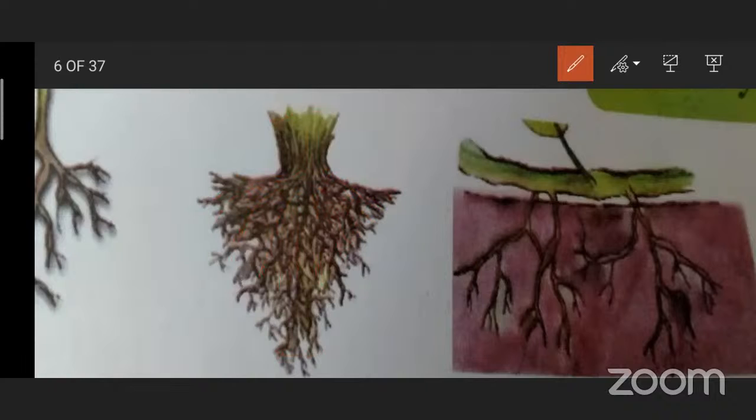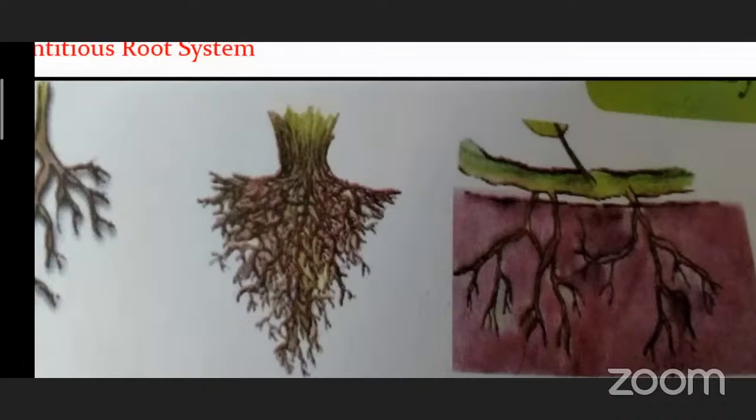And the third one, the adventitious root system. In some plants like monstera and banyan tree, roots arise from parts of the plant other than the radicle, and these are called the adventitious root system. These adventitious roots arise from any other parts of the plant, for example, the shoot or other parts. This is called the third one, the adventitious root system.